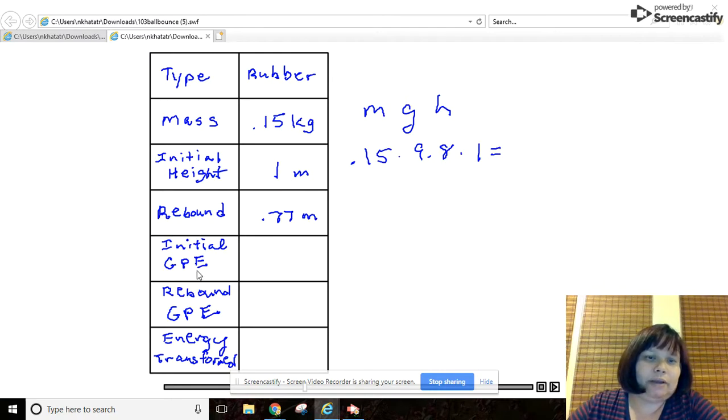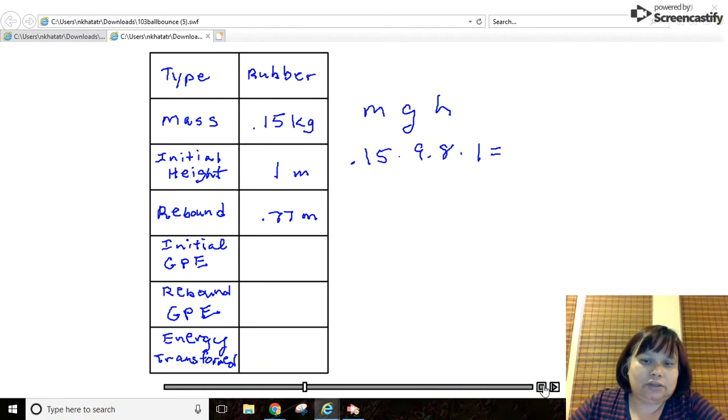So what we're doing is showing you how to calculate initial gravitational potential energy using the formula of mass times gravity times height. So in this case, it would be 0.15 times 9.8 times the 1 for the height. And that result gets you 1.47. You take 1.47, you go ahead and you put it in your data table here. And then we're going to repeat the same calculation, only we're going to use the rebound height this time. So when you do that calculation, 0.15 times 9.8 times 0.77, you end up with a result of 1.13 joules.